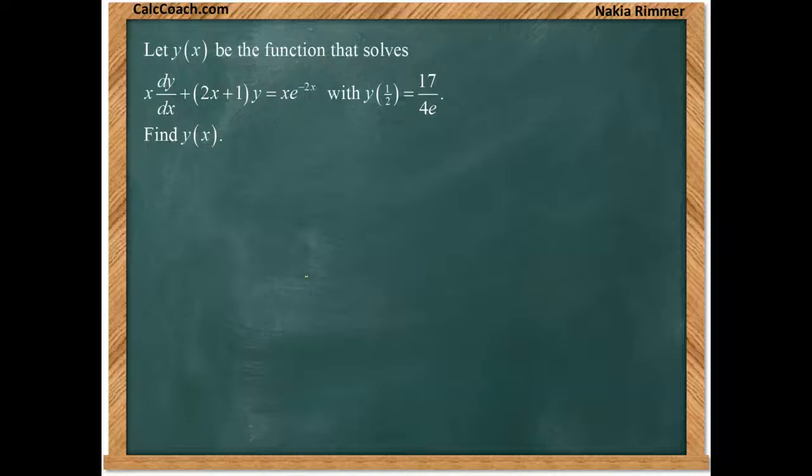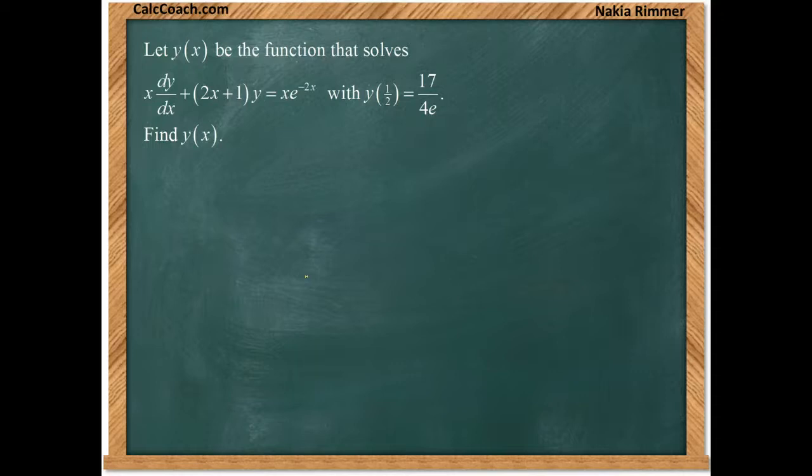Let y of x be the function that solves the differential equation x dy/dx plus the quantity 2x plus 1 times y equals x times e to the negative 2x, with the condition that y of 1/2 is 17 over 4e, and we're asked to find the function y of x.